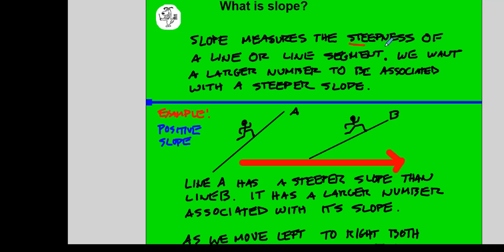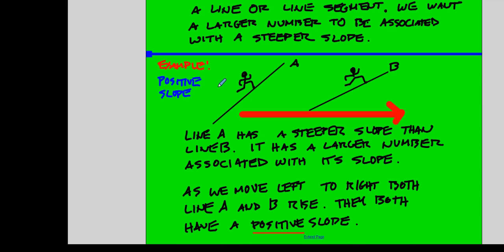So what is slope? Slope measures the steepness of a line or line segment. We want a larger number to be associated with a steeper slope. So for example, this is a positive slope. We measure slope, generally, we're just going to say for now, going from left to right. So I have two runners. I have line segment A, line segment B. A is steeper than B, so we want line A to have a larger number associated with it for the slope than line B. So we actually assign numbers to slope.